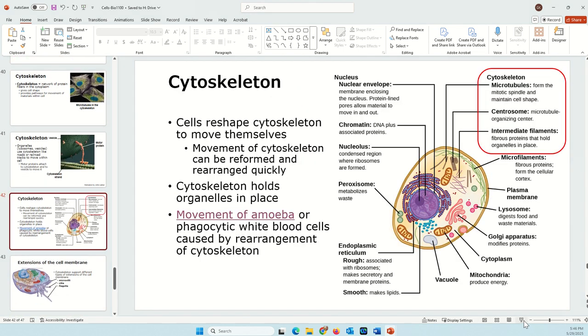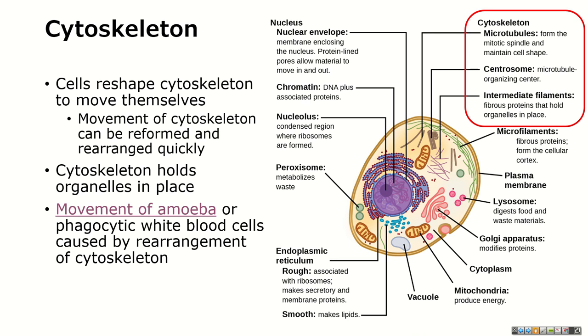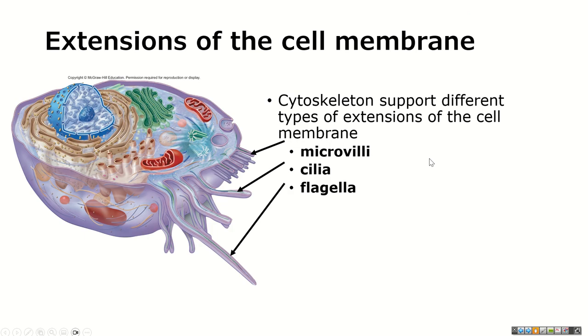Anyway, so that's amoeboid movement. That's the same way that the neutrophil moves. Parts of the cytoskeleton get removed from one place and built in another place to extend the plasma membrane so that the cell can move in that direction. That's your cytoskeleton. Now, the cytoskeleton also provides support for extensions, or what we call projections, of the cell membrane. And there are three types that I want you to know.